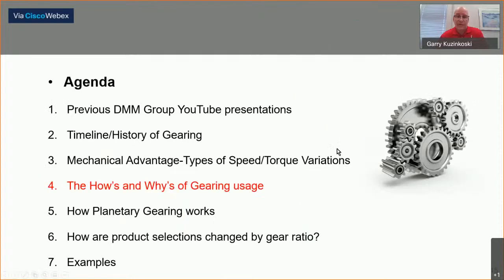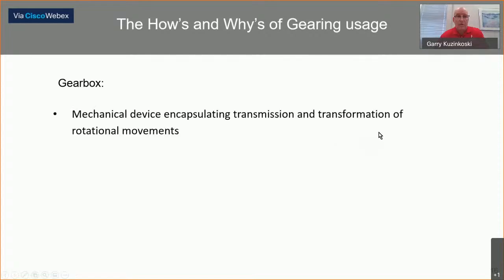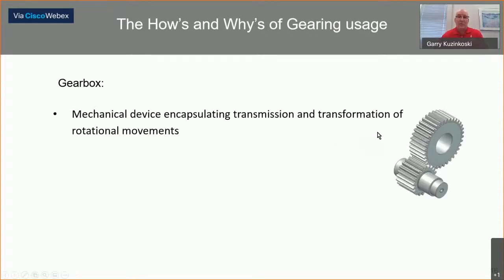So, hows and whys of gearing usage. What gets me my best solution? Why do I want to use it? If we go through and we talk about a gearbox, really what it's done, it's encapsulated transmission with gearing and transformation of rotational movements. So you can see in the animation on the right-hand side, I've got one gear spinning. It's causing an effect of another gear to do something different.